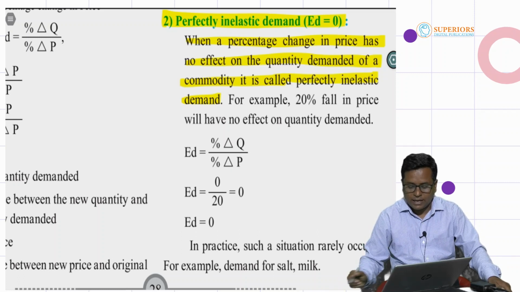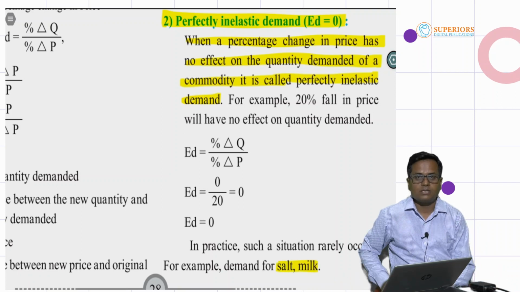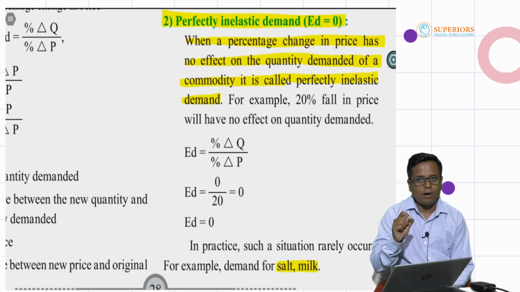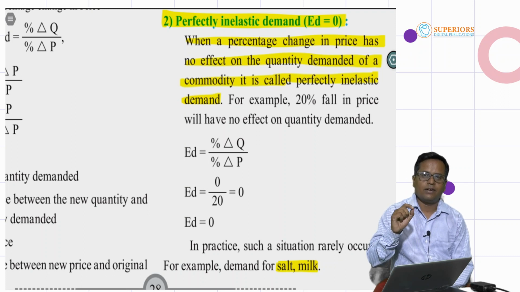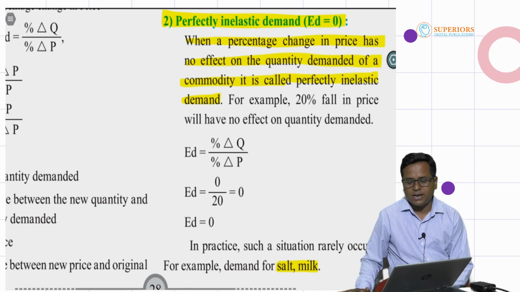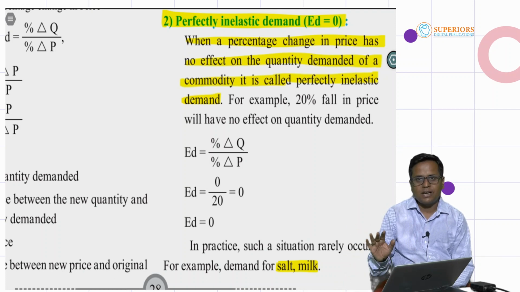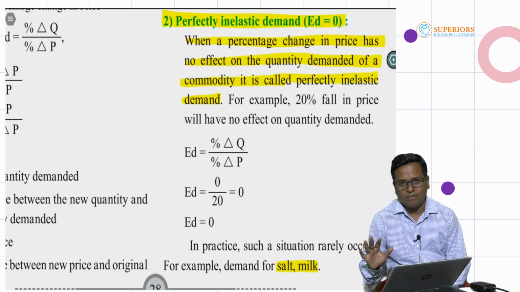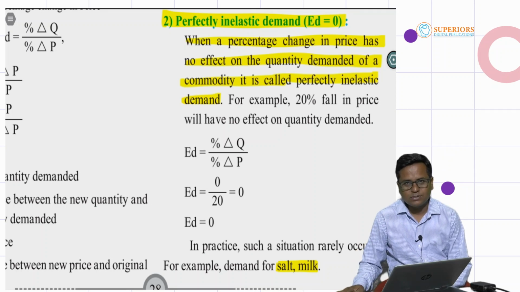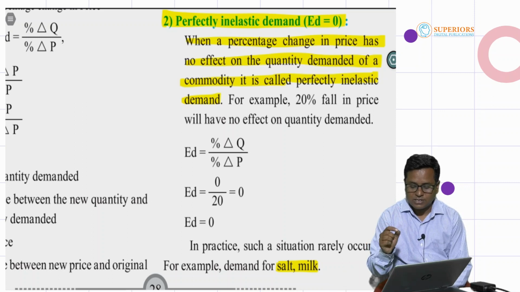This happens in case of salt, in case of milk, because these are the goods which are demanded in the same amount, in the same quantity, even after a rise or fall in its price. Due to a fall in its price, we don't demand more of it, and due to a rise in its price, we cannot demand less of it, because these are necessary goods. Necessary goods have a fixed quantity that we buy anyway.